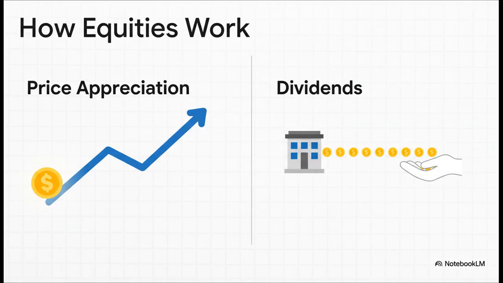So why do people do this? Well, there are two main ways you can profit. Either the stock's price goes up and you sell it for more than you paid, or the company shares its profits directly with you through payments we call dividends. It's that classic strategy for building wealth over time, because you're basically investing in the long-term success of the world's biggest companies. This one's for the patient investor.